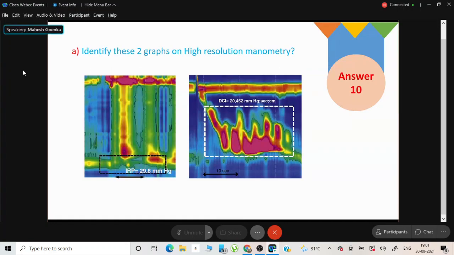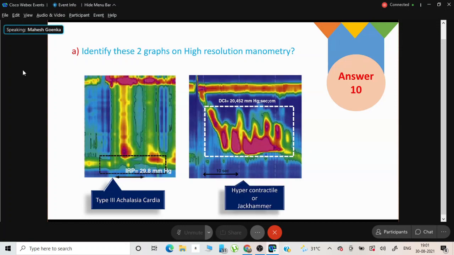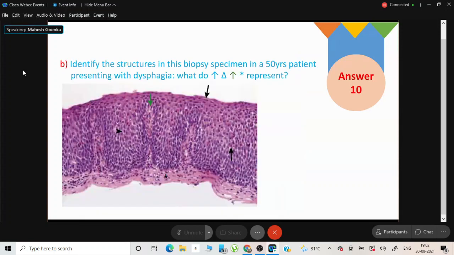Question number 10 is high resolution manometry. This may be asked during the practical question also, as well as an OSCE. So you should identify that the first graph is type 3 achalasia cardia, and in the second you can see that DCI is very, very high. Borderline is 5,000. This is 20,452, and there are repetitive such findings in the graph. So this is suggestive of hypercontractile or jackhammer esophagus.